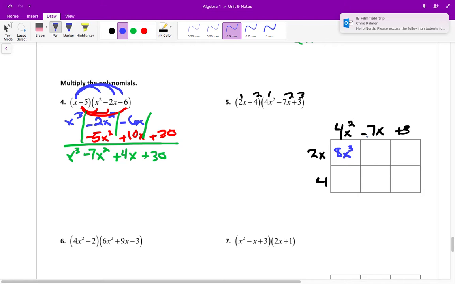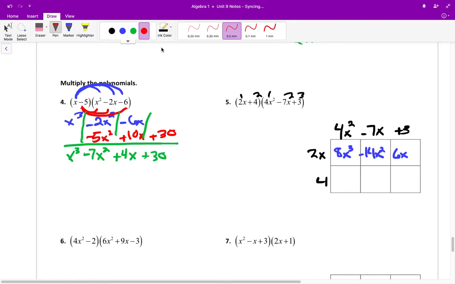Then take your 2x and multiply by negative 7x. So 2 multiplied by negative 7 is negative 14. X multiplied by x is x squared. And then last one here, 2x multiplied by 3. 2 multiplied by 3 is 6. Keep x with it, and there'd be your first row. And then go through and do the second row.